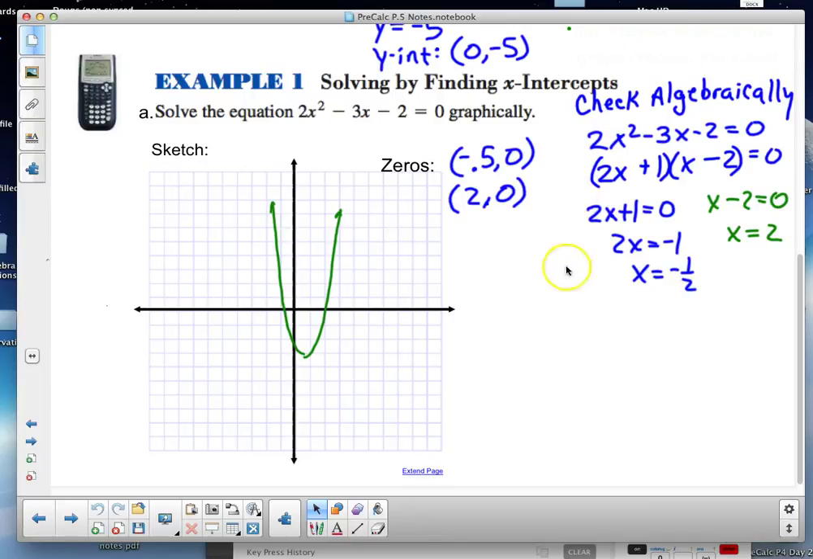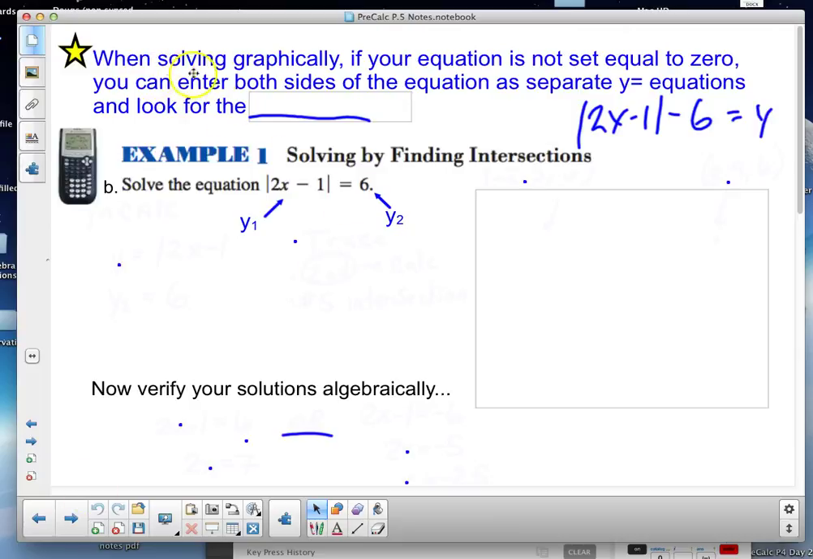The algebraic method, and notice how I'm going in a vertical format to make sure it's easy to follow. Please make sure that you're doing that. Don't just keep working across your page. When solving graphically, if your equation is not set equal to 0, you can enter both sides of the equation as separate y equals equations and look for the intersection.